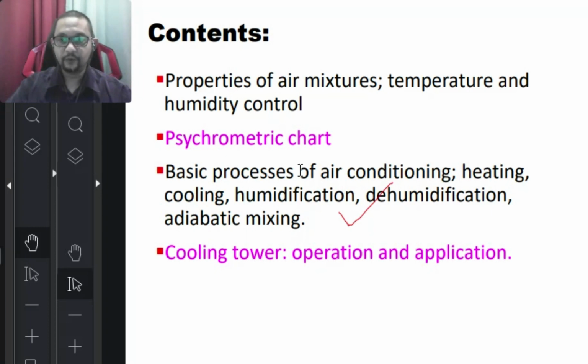Why we must know the air conditioning processes: because you will become an engineer in the future. So as an engineer, you have to serve the people. That means you have to solve some technical problems, in this case based on the air conditioning process. Let's look at the air conditioning process.